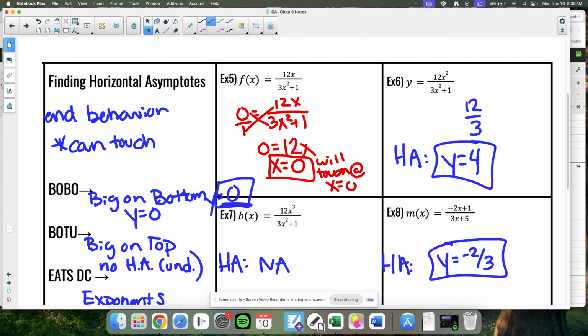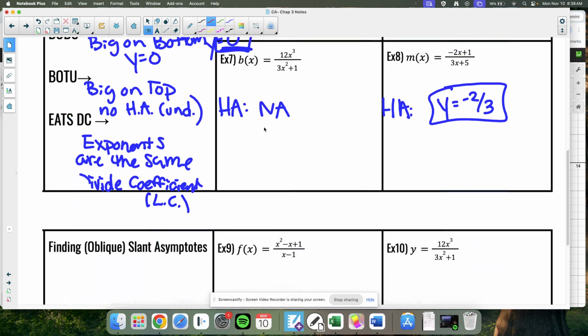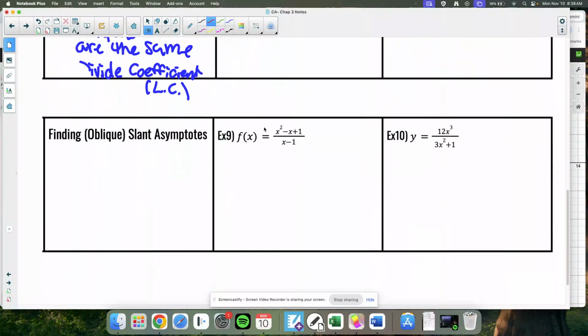So vertical asymptotes are where the denominator equals 0. Horizontal asymptotes are looking at how the exponents of the top and the bottom relate to each other. And then the last type of asymptote is an oblique or a slant asymptote. This is the most unique and the least likely one you're going to come up to.